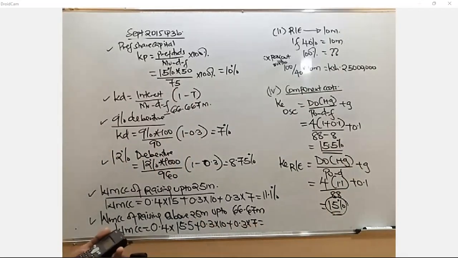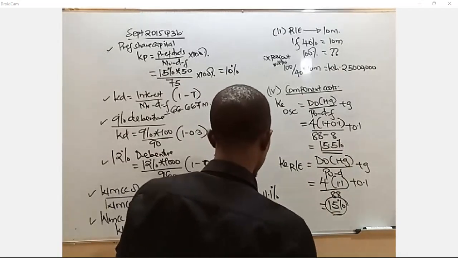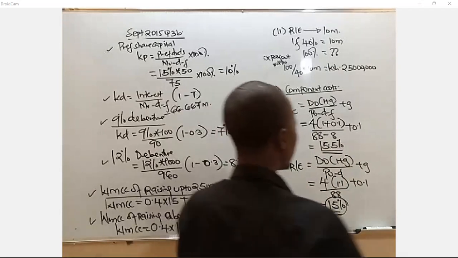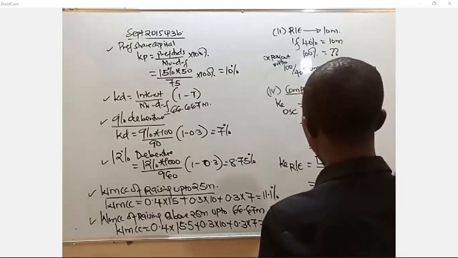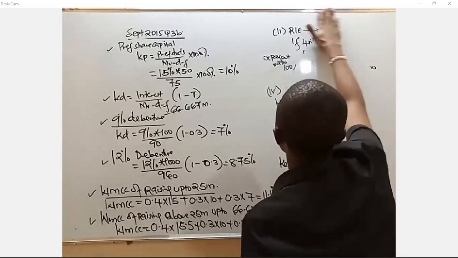0.4 times 15.5 plus 0.3 times 10 plus 0.3 times 7. Here we get 11.3%. Do we still have any other? You say yes.